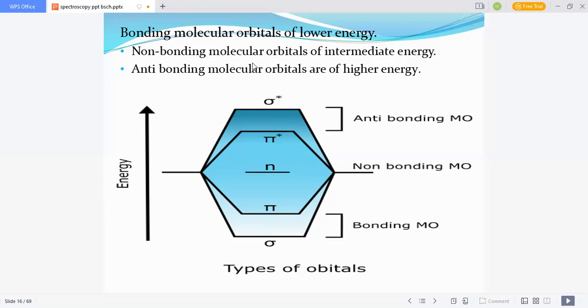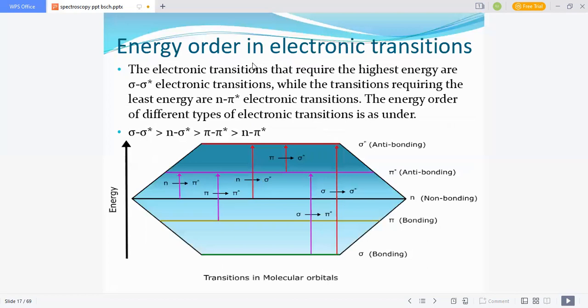Bonding molecular orbital, sigma, types of orbitals. Energy order in electronic transitions. The electronic transition that requires the highest energy is the pi to pi star electronic transition, while the transition requiring the least energy is the n to pi star electronic transition.